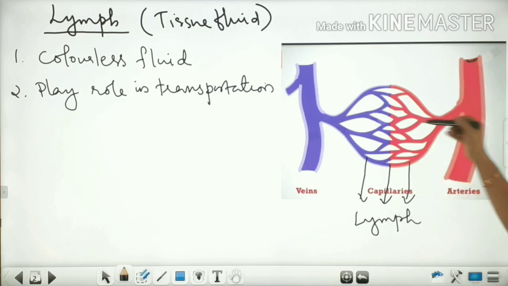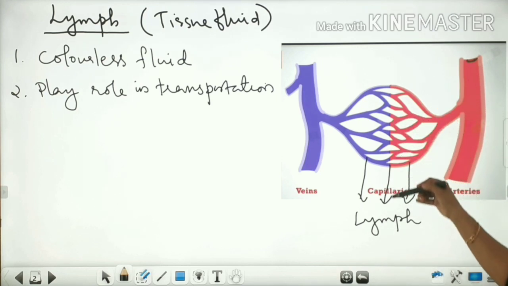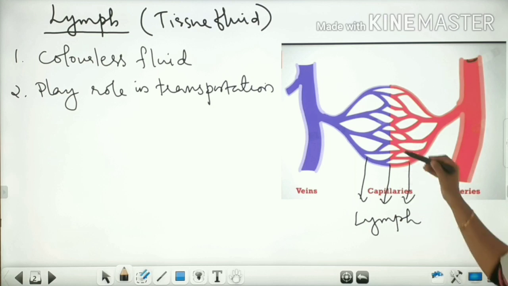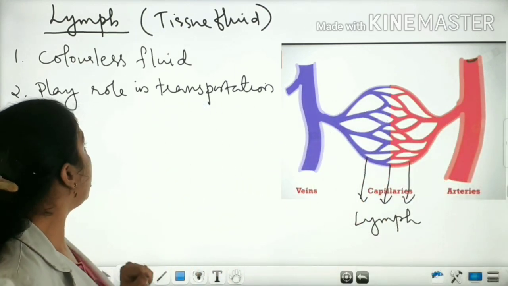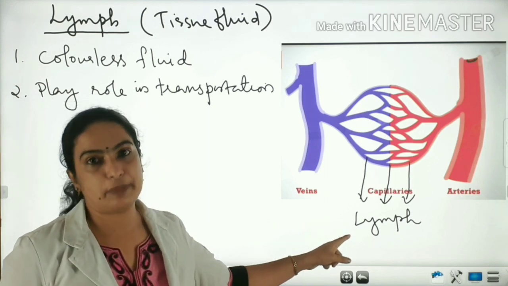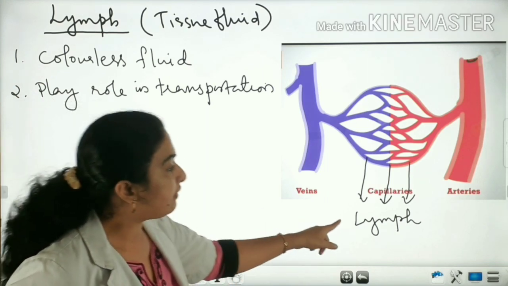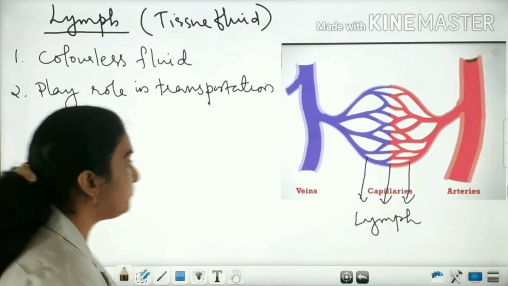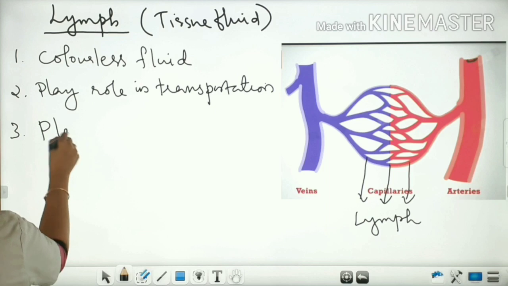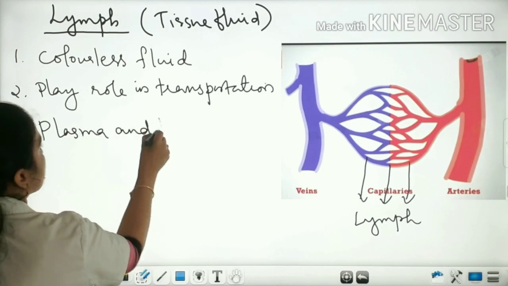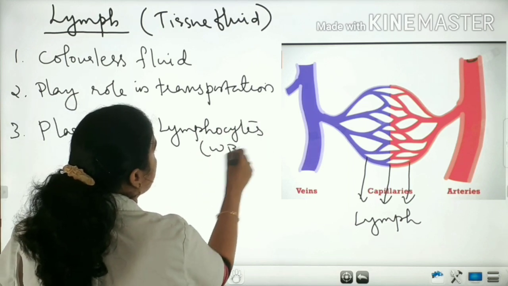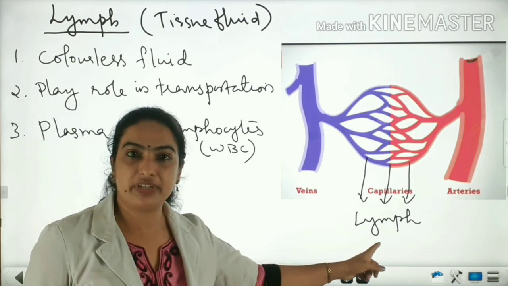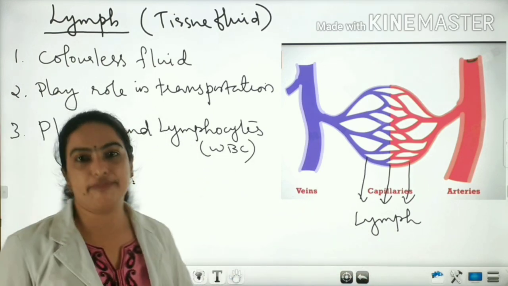So, as the blood passes through the capillary, some of the plasma protein oozes out from the capillary due to high pressure to form lymph. Is it clear how it is formed? And this lymph is a colorless fluid and it plays a major role in the transportation of some substances in the body. And the composition of lymph is plasma and lymphocytes. Lymphocytes are WBCs. So the lymph is made of plasma and lymphocytes.